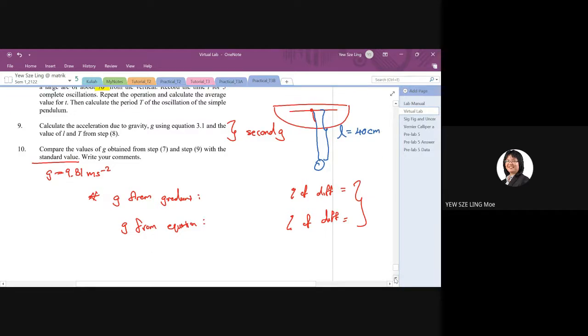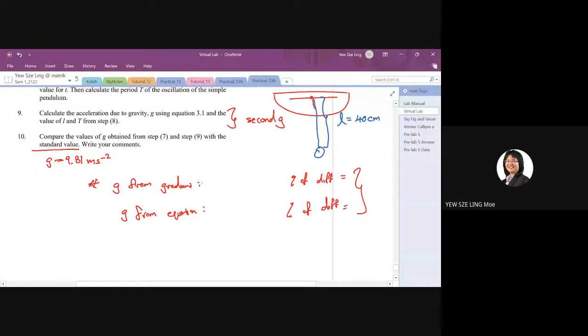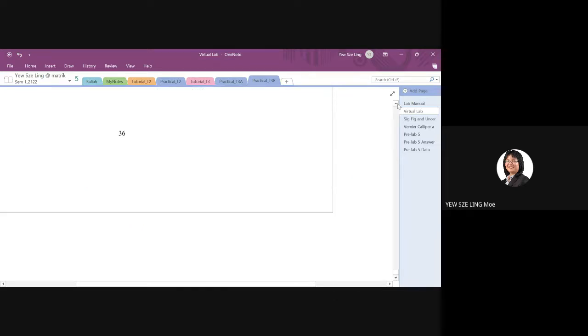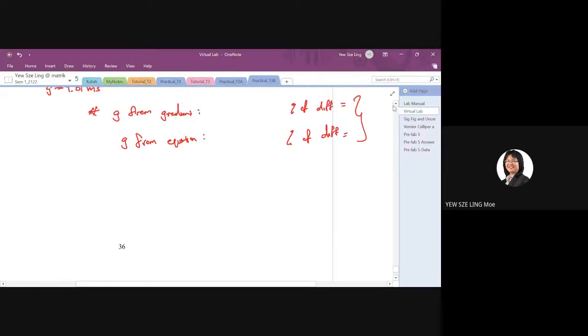All right, so 2 g: 1 g from step number 7, which you use to answer objective 1, and then another g from step number 9, which you use to compare with the step number 7 g, and from there you determine whether the amplitude, the angle, affects the readings or not. Okay, so done. That is the end of the experiment. So it's a very simple experiment.